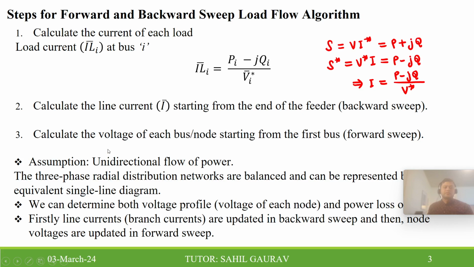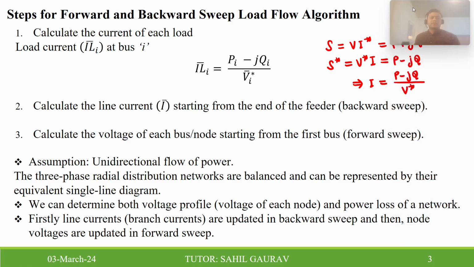Since the voltage value at the slack bus is known, we can find the voltage starting from the slack node or substation node. So these are the three steps for the forward and backward sweep load flow algorithm. Now let us see some important points related to this forward and backward sweep load flow algorithm.